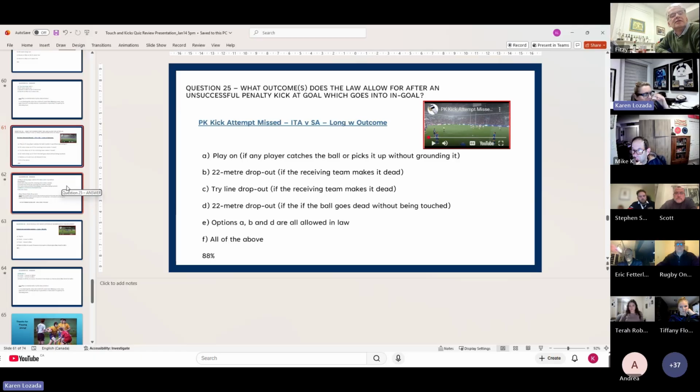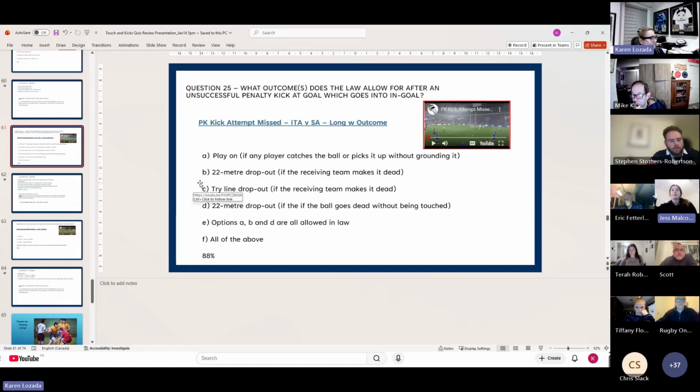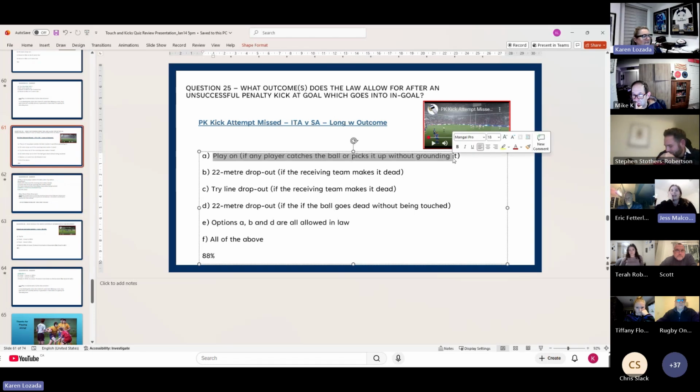Perfect. Thanks. So if the attempt at goal doesn't go in, or it doesn't go out the back or the touch in goal, there's the option of playing it, so the players that are waiting under the net can catch it and go. So that's absolutely allowed. The other thing that could happen is they kick it into in goal and the receiving team decides to ground it, so make it dead, in which it has been brought in by the other team and grounded by them.